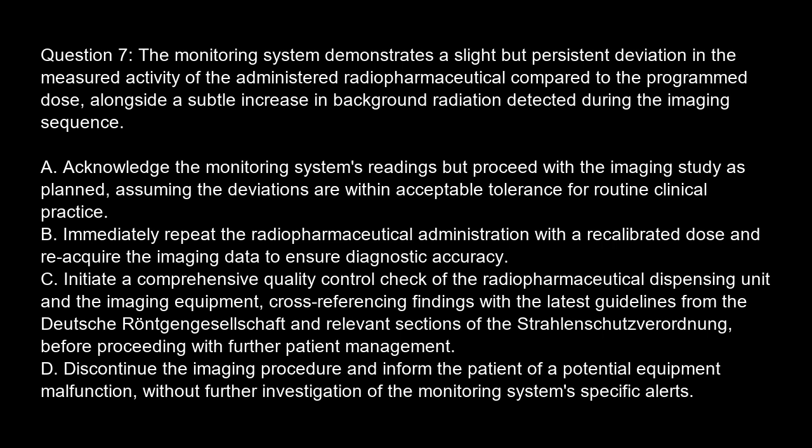Option B. Immediately repeat the radiopharmaceutical administration with a recalibrated dose and reacquire the imaging data to ensure diagnostic accuracy. Option C. Initiate a comprehensive quality control check of the radiopharmaceutical dispensing unit and the imaging equipment, cross-referencing findings with the latest guidelines from the Deutsche Röntgengesellschaft and relevant sections of the Strahlenschutzverordnung, before proceeding with further patient management.